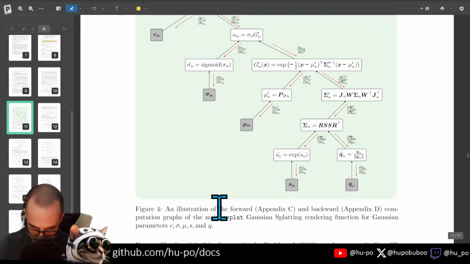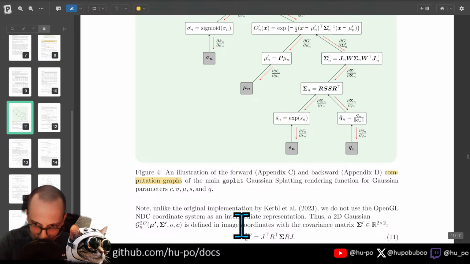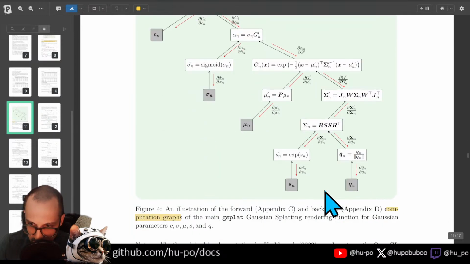And here's actually the forward and backward computation graph of the main GSplat. So the computation graph is what is actually used whenever you write your TensorFlow or PyTorch code; ultimately it's compiled into this computational graph. That's actually what is being used to get the forward and backward passes. So forward is doing inference, right? You're feeding something in and it produces something, and then backward is getting the gradients and doing that chain rule, going all the way back to the original properties of the Gaussians, right?